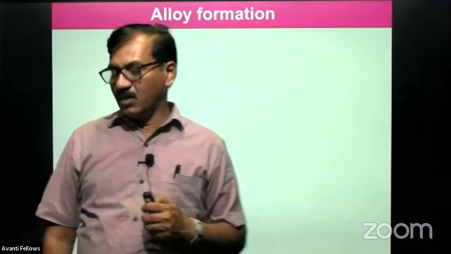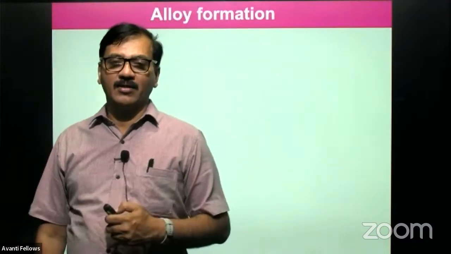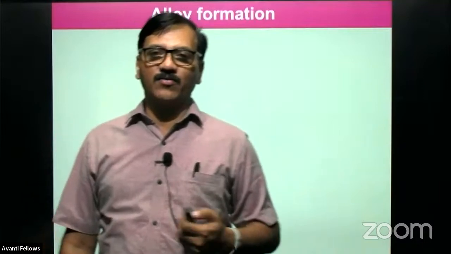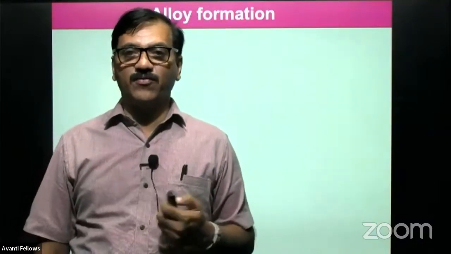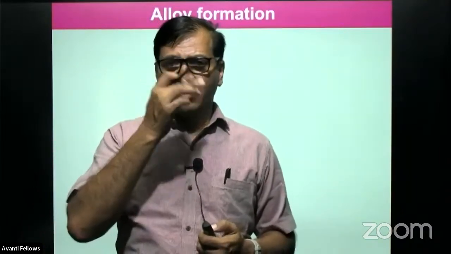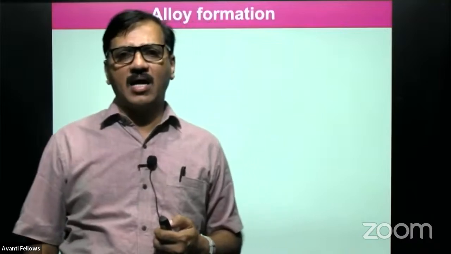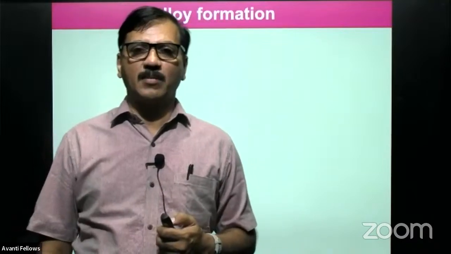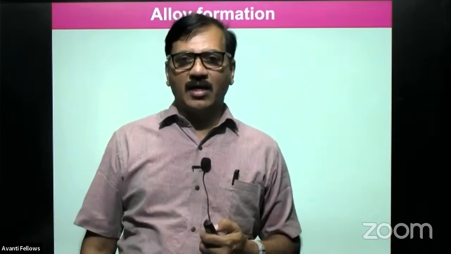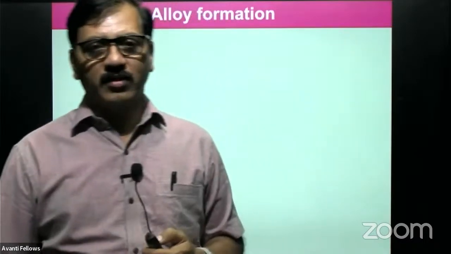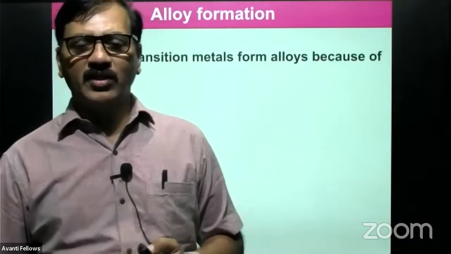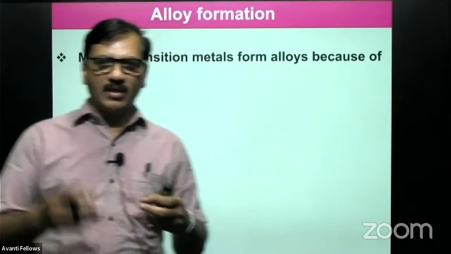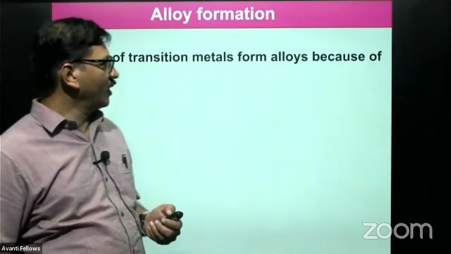So another property that we see is that they do alloy formation. They form alloys easily, so many alloys are known. Transition elements, for example, brass, bronze, German silver. All these are alloys. What are alloys? Alloys are homogeneous mixtures of metals. So the metals in the liquid state are mixed, right?